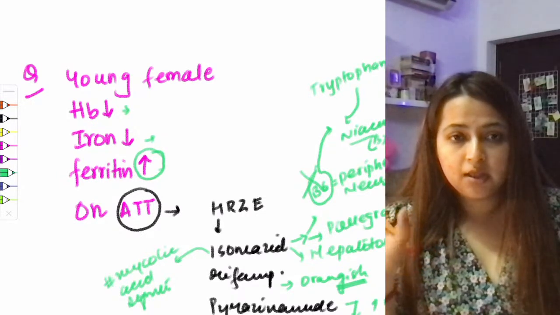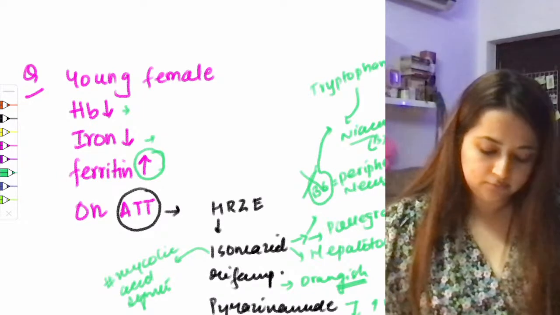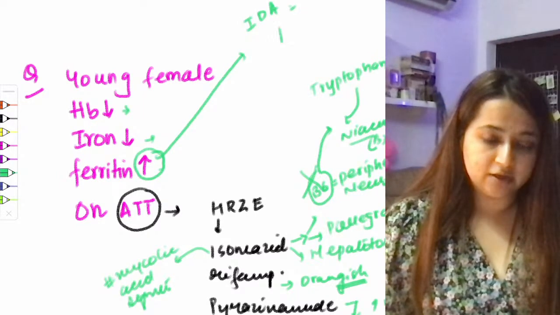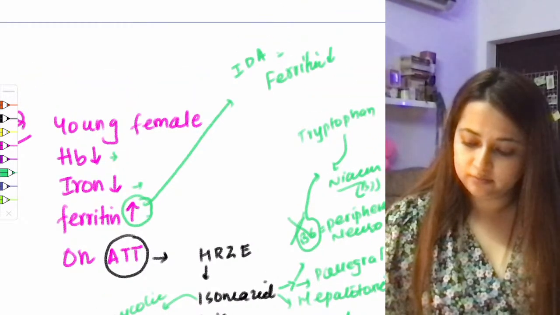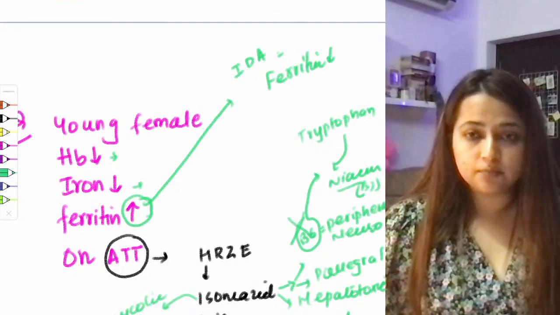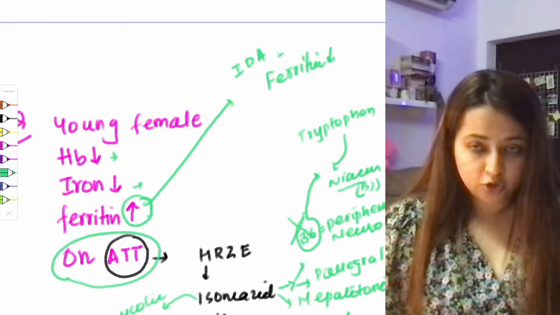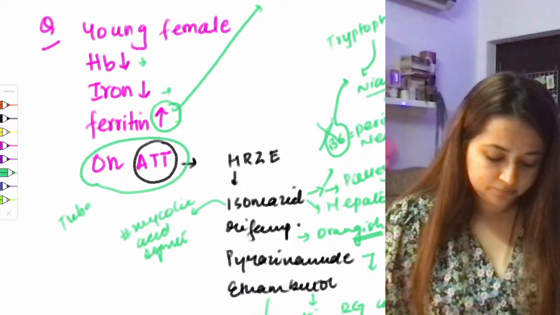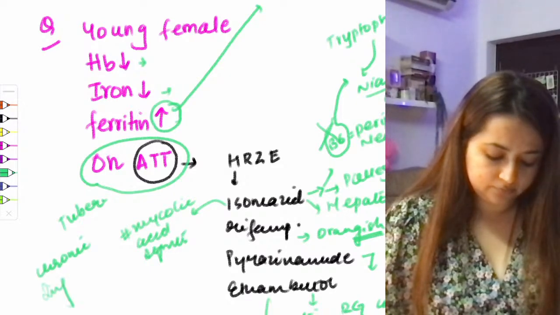Yes. If this would have been iron deficiency anemia, what could have been happening to ferritin levels? If this would have been iron deficiency anemia, ferritin should have decreased. But here what you are seeing, ferritin is increasing, right? And along with that, the patient is having tuberculosis, which is a chronic infective disease.